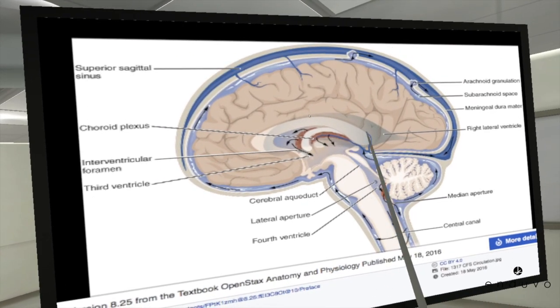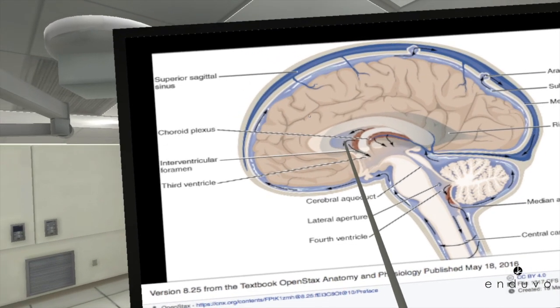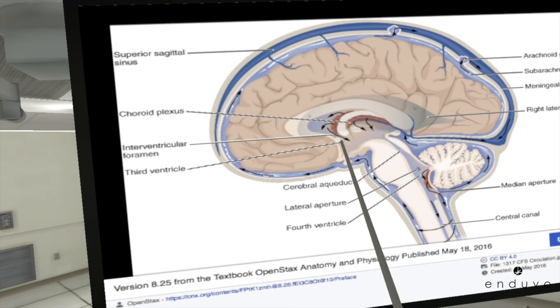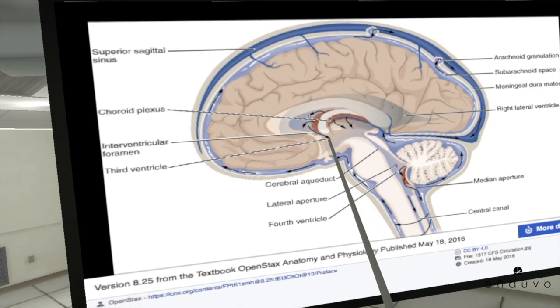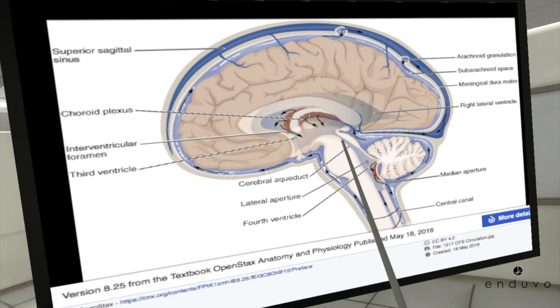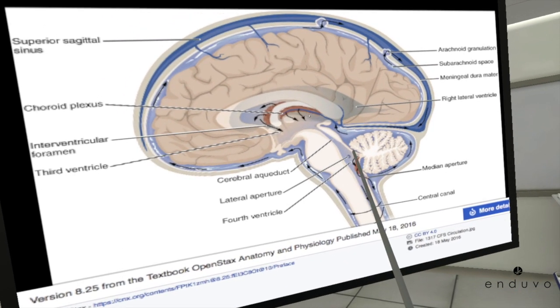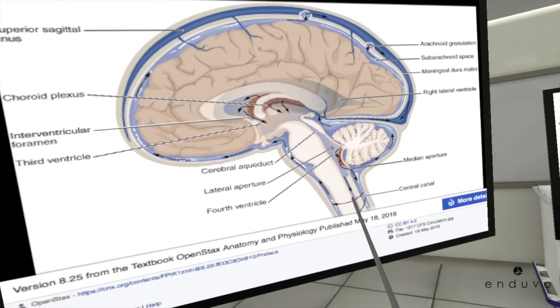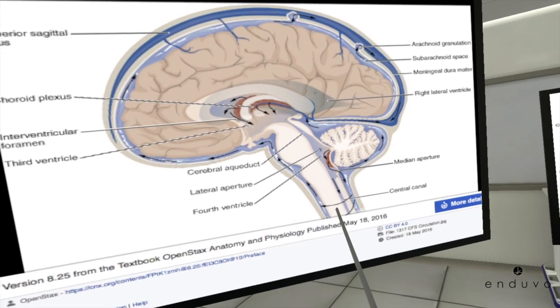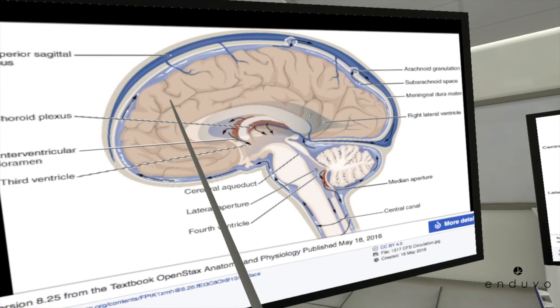Those are inside either hemisphere of the brain, and then the fluid flows through the interventricular foramen into the third ventricle, which sits on the midline, and then it flows through the cerebral aqueduct down to the fourth ventricle, and then it exits out and goes around to bathe the spinal cord and the outside of the brain.